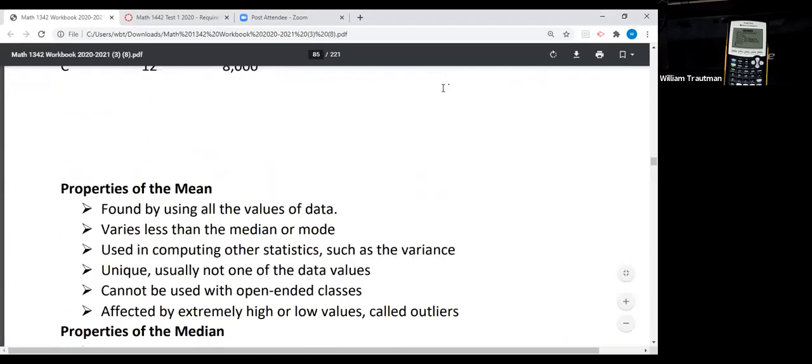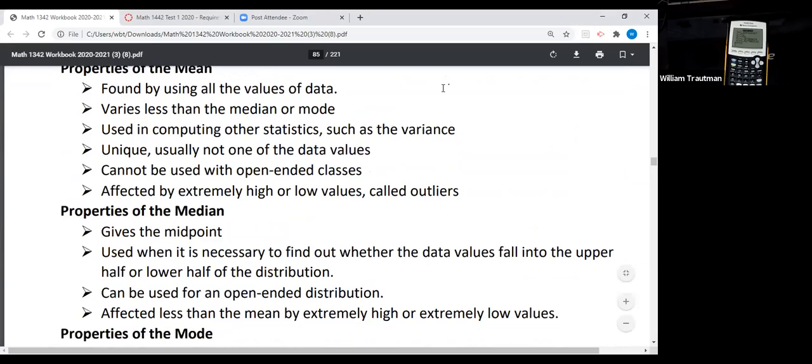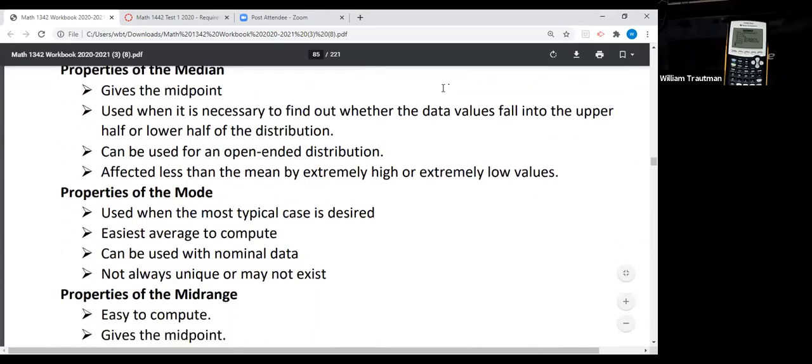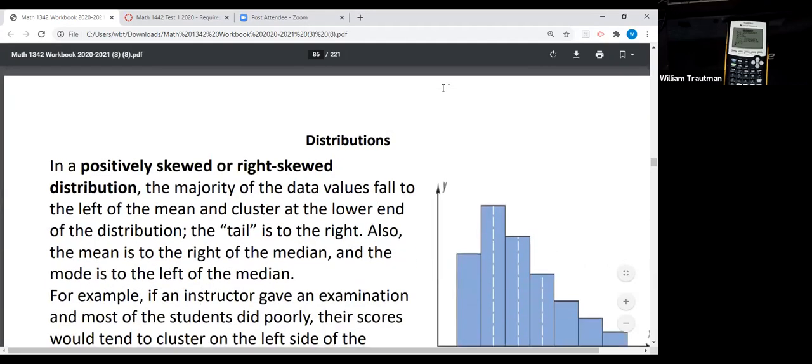This is just another one of those. You can read through the properties of mean. You might get a question on the homework about these, some of the good things and bad things about them.